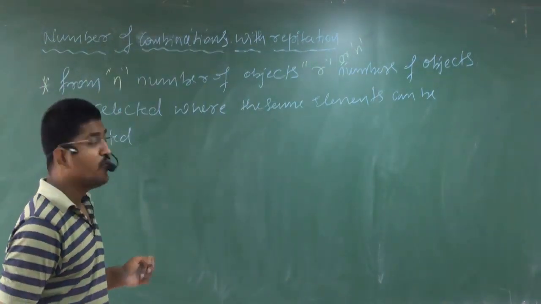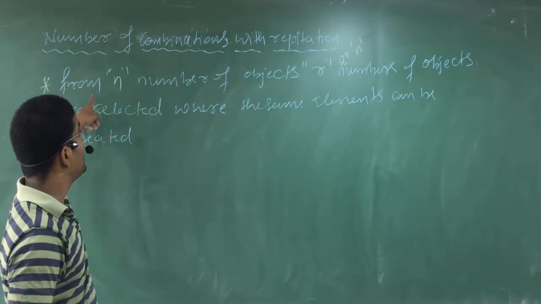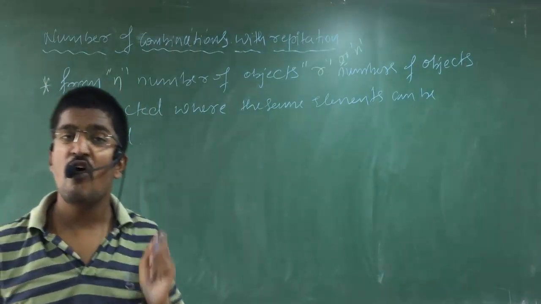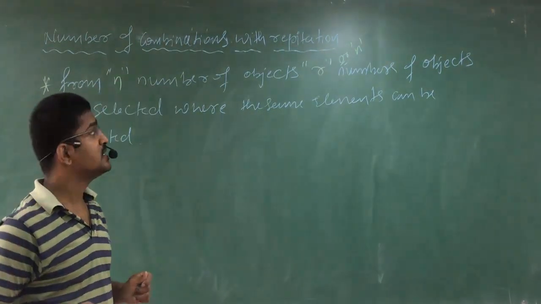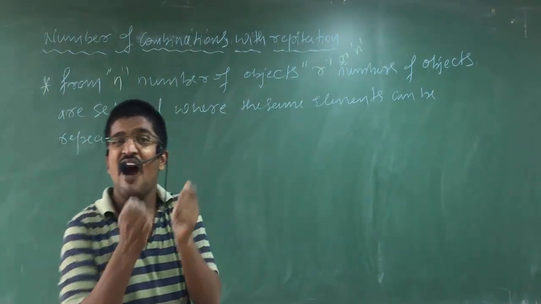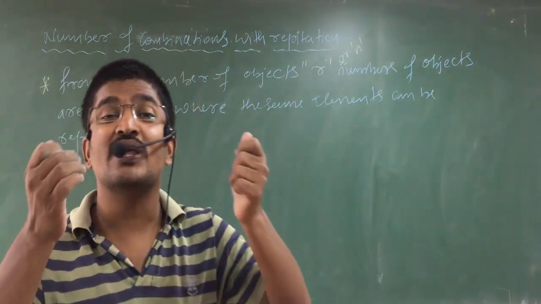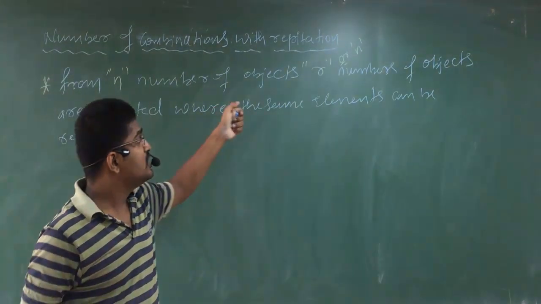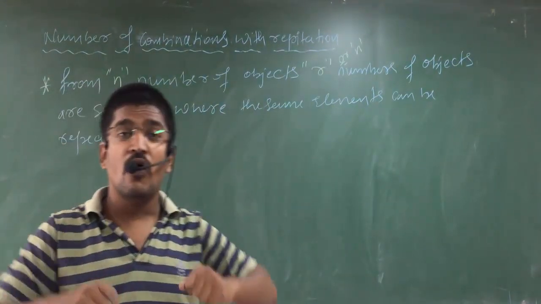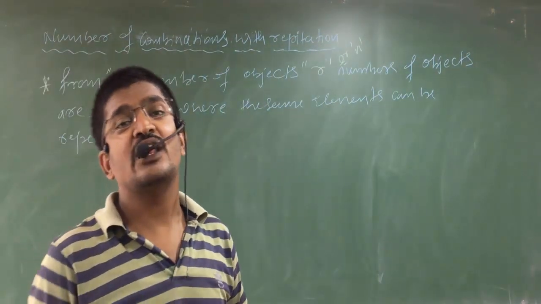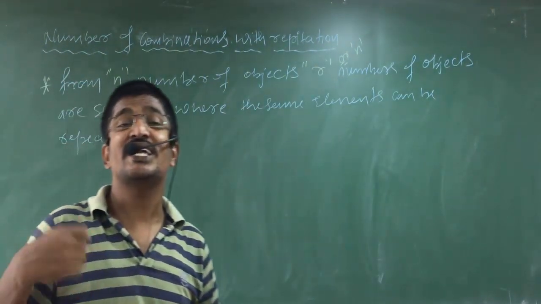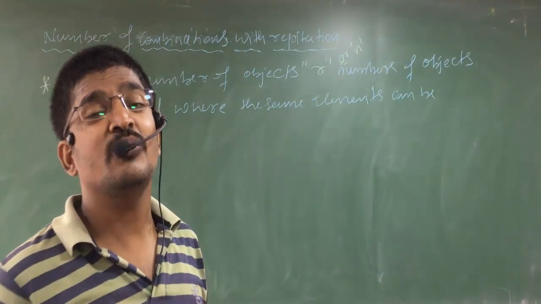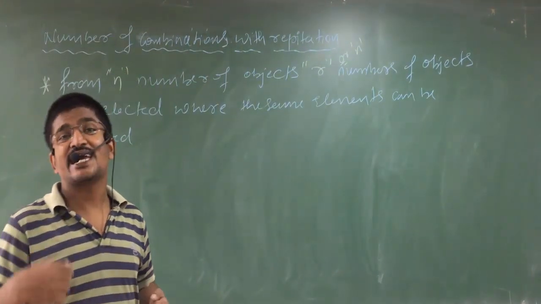Clear? So before that, see here what they tell. There are n number of objects. From that they are choosing r, otherwise total n. They will choose r number of elements or the complete n elements, where a single element or single object can be repeated.